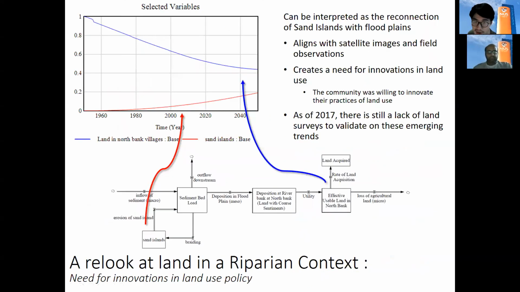Another aspect studied in our analysis was the opportunities of emerging land. Based on our simulation results, it was found that even though effective usable land for farming has been decreasing, the area of sand islands is potentially rising. This can be interpreted as not only an increase in the number of sandbars and islands, but the start of the process of reconnection of such spaces with floodplains, as already observed in many areas in the upper river as a result of fieldwork and examination of satellite images.